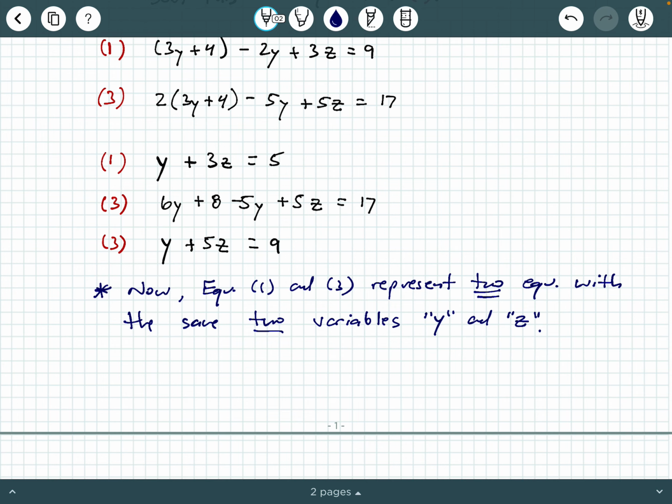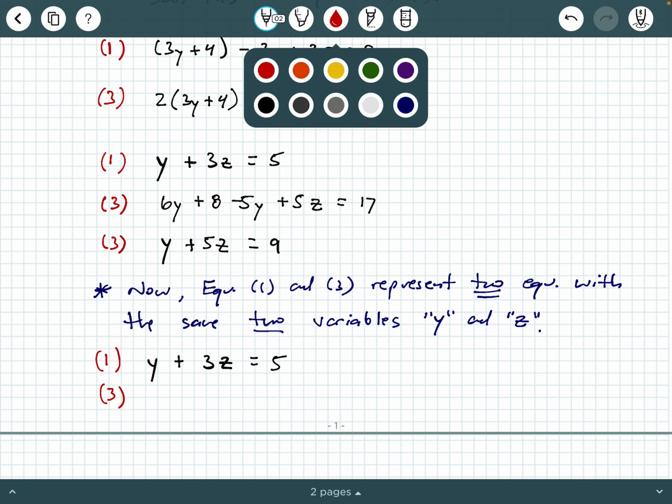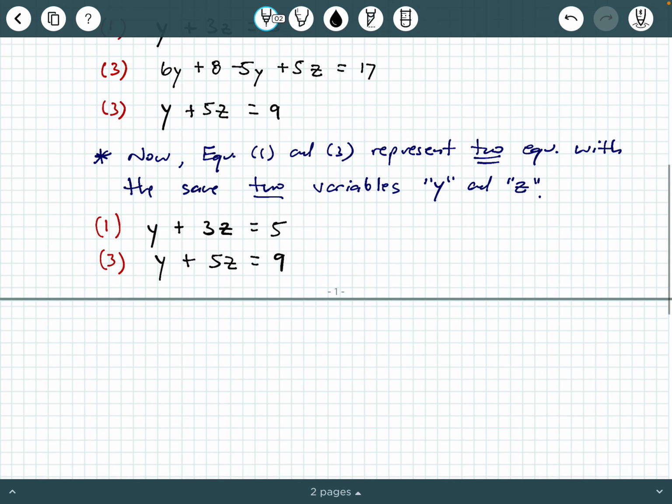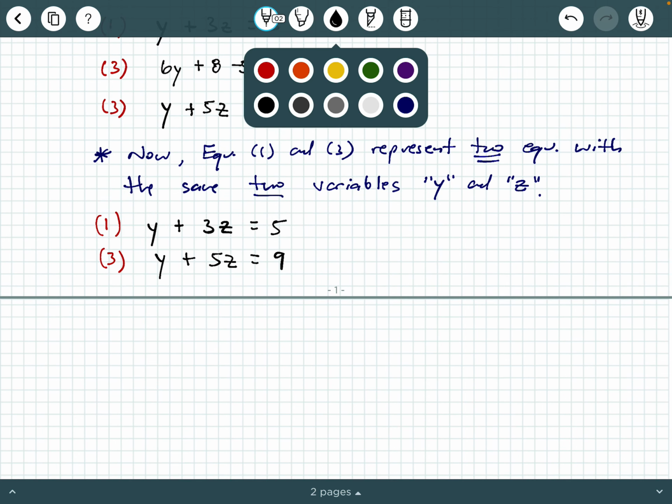Okay, so I'm going to rewrite them just to, again, keep myself organized. Again, being organized with this is kind of a key to success here. It's easy to get lost in the sauce if you're not careful. So I've got y plus 3z equals 5, and then equation 3 is y plus 5z equals 9.